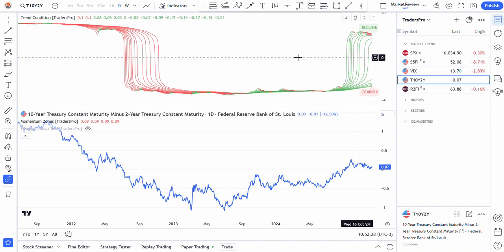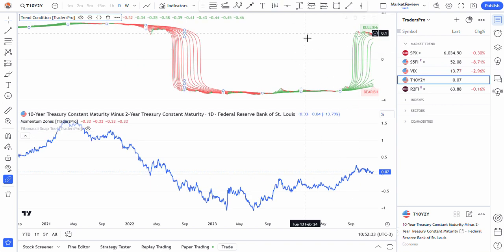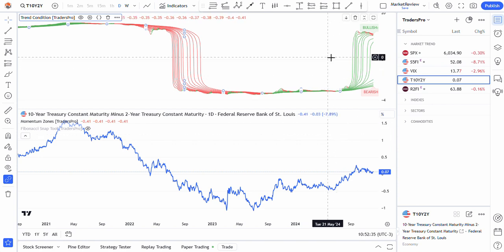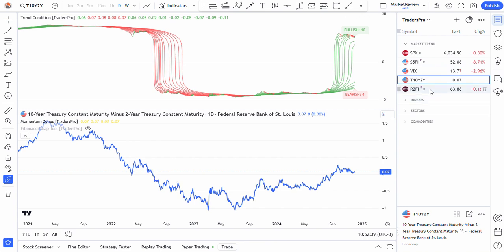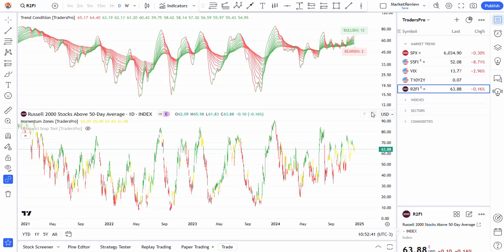That number is, let me just, what have I done here? There we go. Let me just move this over just a little bit, and we can grab that number, 10 and 2. Okay. The other one I've got here, and we'll be adding and going over a few different ones, is the Russell 2000 stocks above its 50-day. So that actually is still a little bit stronger, and that has been the index that has been leading this rally here as well.